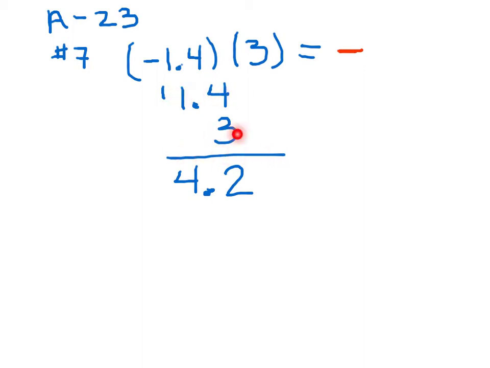I get 3 times 4, that's 12. I put down my 2, I carry my 1. 3 times 1 is 3, and I add this 1, and that gives me 4. I have one number behind the decimal place in the numbers that I'm multiplying, so I have one number behind the decimal place in my answer. So on this particular one, for extra credit, I'm going to say, I got 4.2, or 4 2/10.